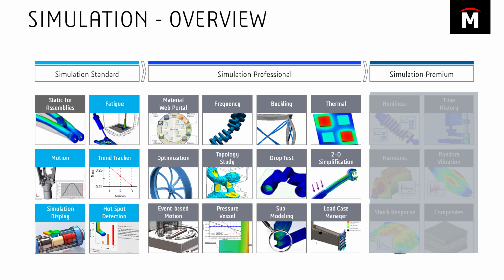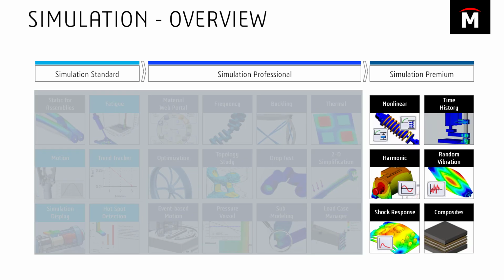However, when we need to take nonlinear and/or dynamic effects into account, we need the additional capabilities of Simulation Premium. Simulation Premium includes all the capabilities of Simulation Standard and Professional, plus the ability to do nonlinear and dynamic studies. It also allows us to analyze composites and do event-based motion analysis.